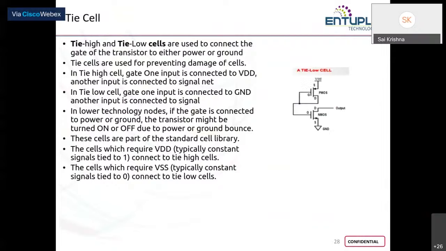To keep it simple, these tie cells are nothing but direct connections to your VDD or your VSS. So, for example, if you want any of your inputs or any cell to have a constant one or a constant zero, in such a case, you use tie high and tie low cells.